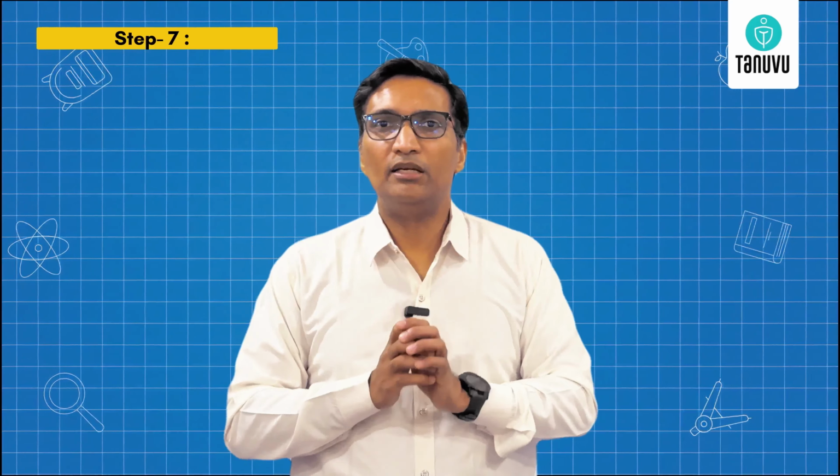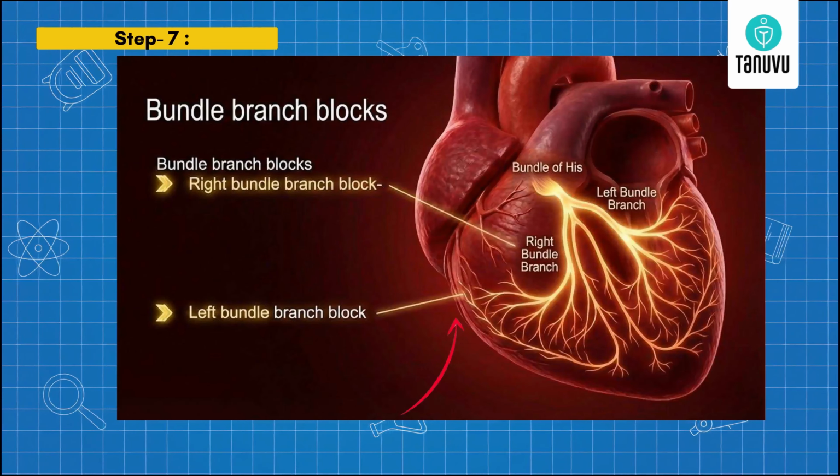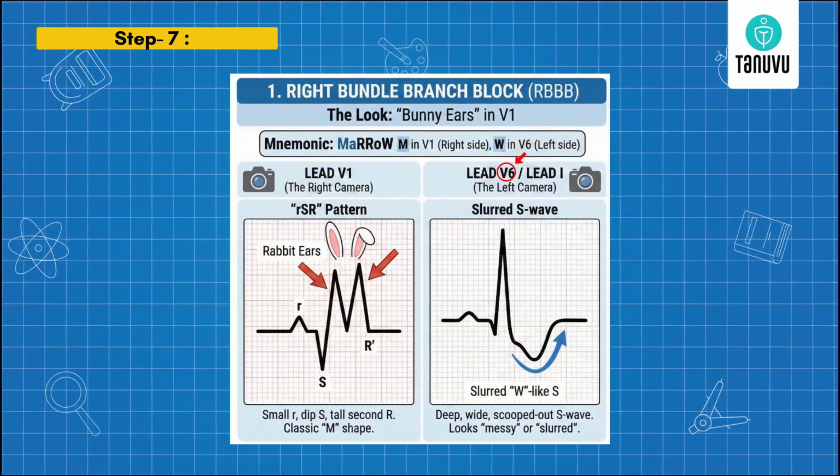Our idea is only to remember and understand the main changes which can be picked up in ECGs in these bundle branch blocks. It can be a left bundle branch block or a right bundle branch block. You have to look only at the transverse plane. You need to look at only two leads, V1 and V6.